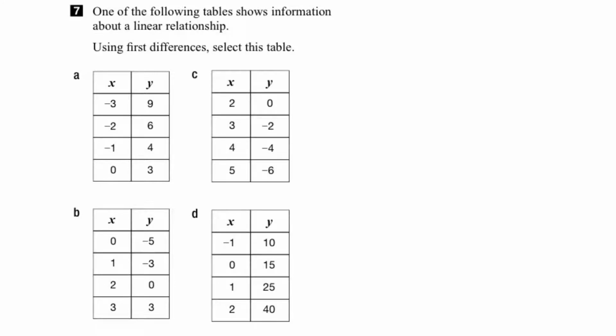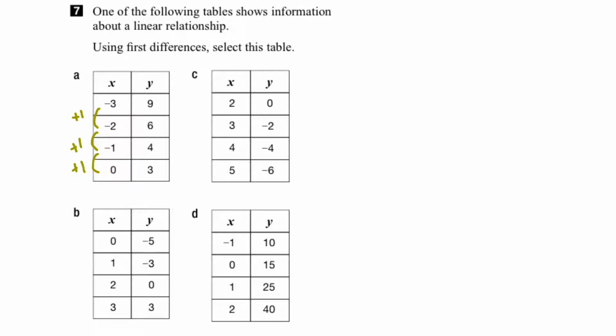Let's start with A. So I look at the difference between -3 and -2, and that is +1. If I do the following, we see that's also +1, and the next two, it's +1. So the x values are increasing by 1 each time. Now let's look at the y values.